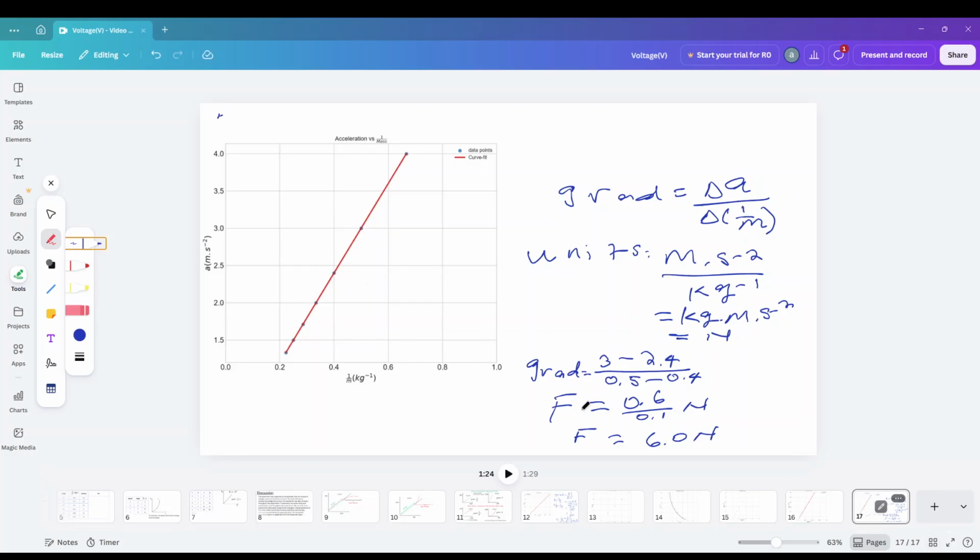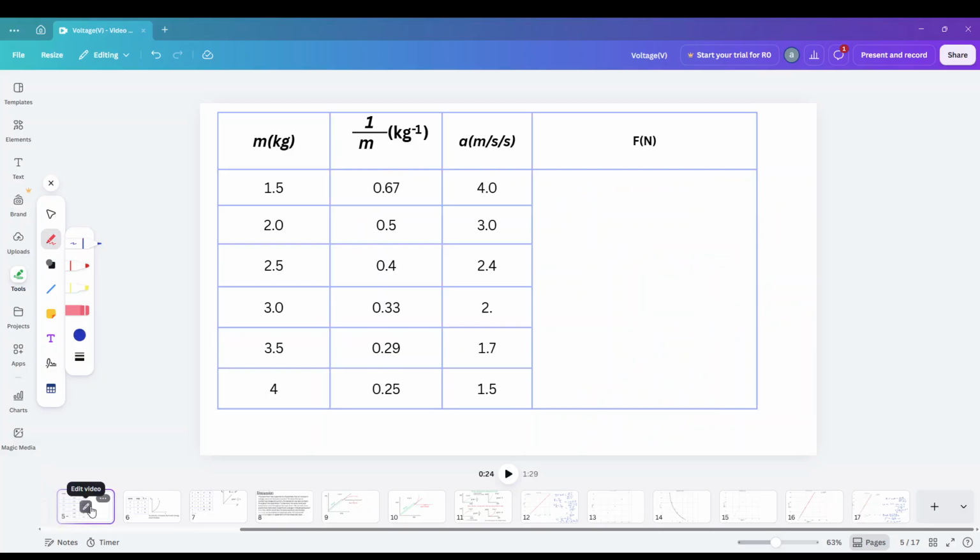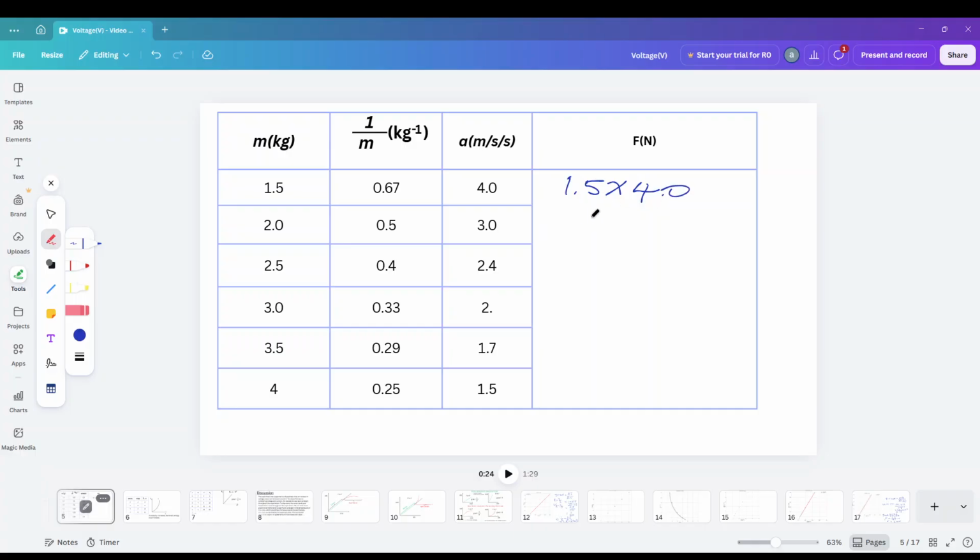We are able to determine these quantities using this method here, and you can look at the table. You can look at the table that if you multiply the mass by the acceleration, so 1.5 times 4 is 6.0 newtons, and then you can do that with any column, and then you get the same value there, right?